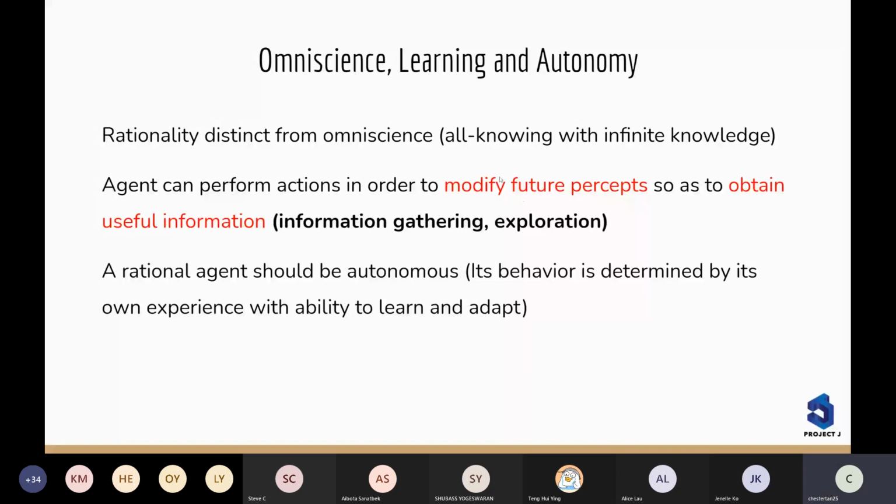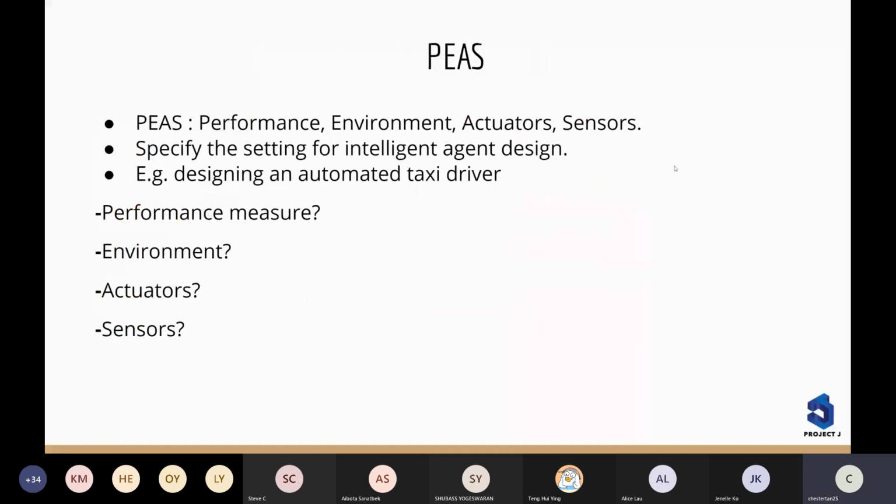Okay, and also a rational agent should be autonomous, for example, by having the ability to learn and adapt from its own experience and determine its own behavior. So this is what we call a rational agent. Okay, so that's all for my part, and now I will pass the mic back to our lecturer, Steve, to continue the session. Thank you very much.